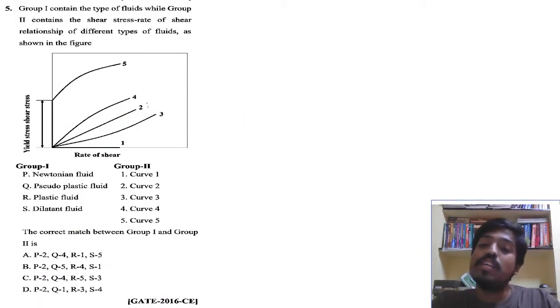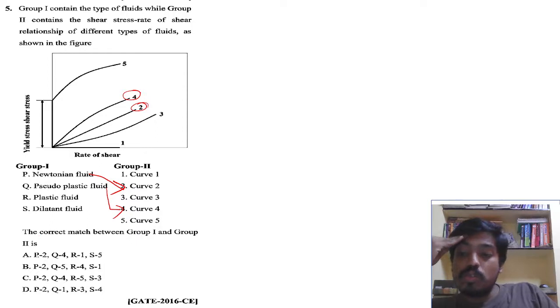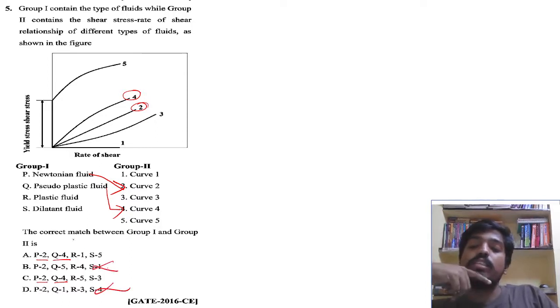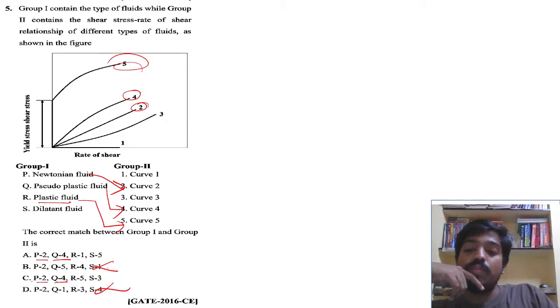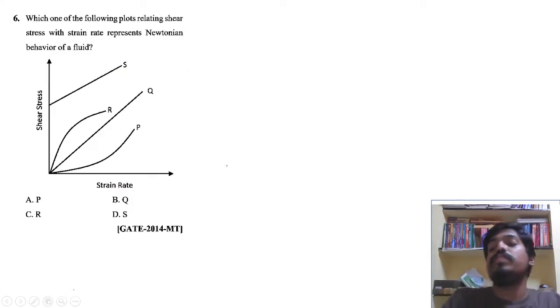Same question. Newtonian fluid is curve 2. Pseudoplastic is curve 4. So P is 2, Q is 4. So B is not the answer, D is not the answer. What is R? Plastic fluid is 5. C is the answer. Newtonian fluid is Q.